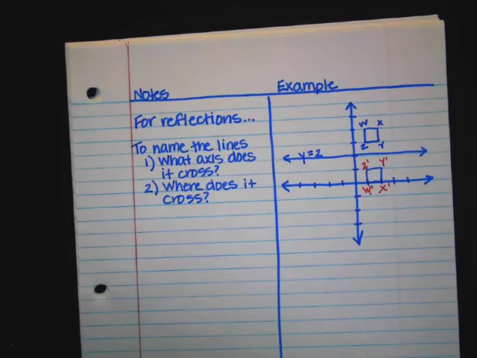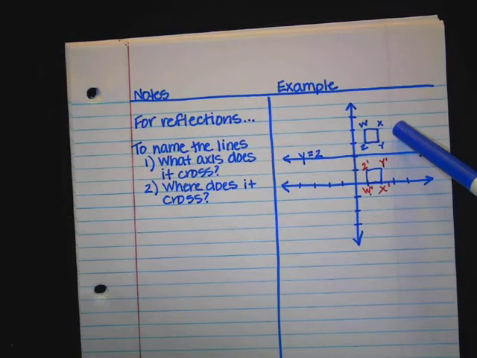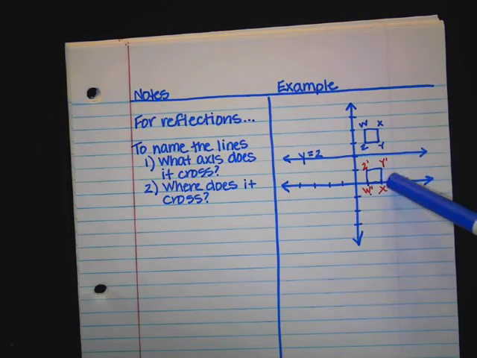Why don't you just name it x equals 2? So now you can say WXYZ is reflected over y equals 2, and this is where it landed.